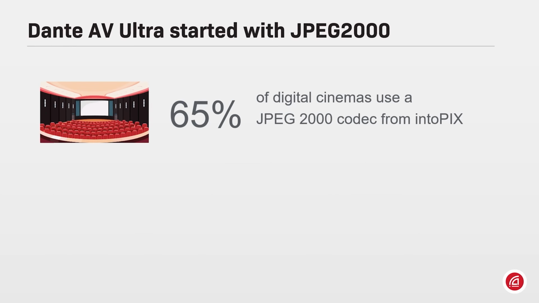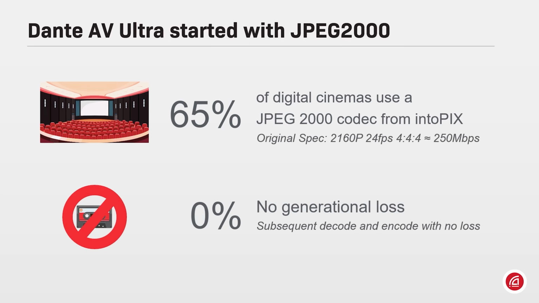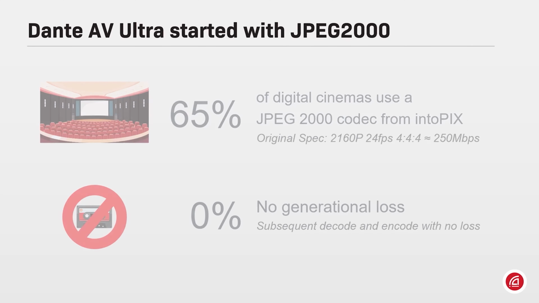The Intopix JPEG 2000 codec you will find in Dante AV Ultra products is implemented in over 65% of digital cinemas today. And just as a data point, the JPEG 2000 stream you were watching in the movie theater was probably about 250 megabit per second. So the image quality is great, but another interesting fact is that JPEG 2000 does not suffer from generational loss. So what does that mean? Maybe this is better explained with a chart.